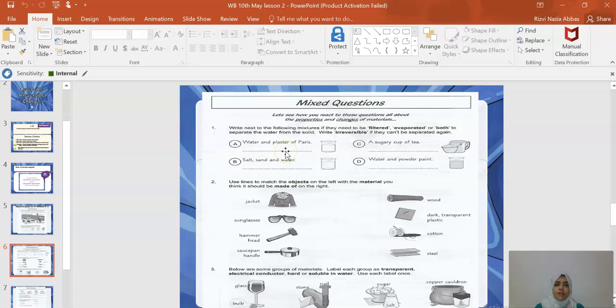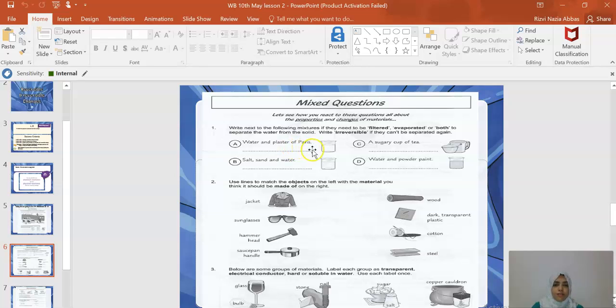Let's come to the next. Now this one is a mixed one, as I told you all. So it will have questions from the entire topic that we did. So let's see how you react to these questions all about the properties and changes of material. Next to the following mixtures, write if they can be filtered, evaporated, or both to separate the water from the solid. Write irreversible if they can't be separated again.